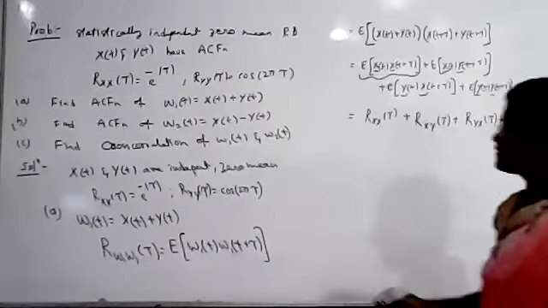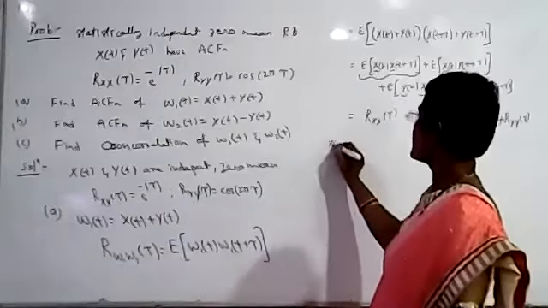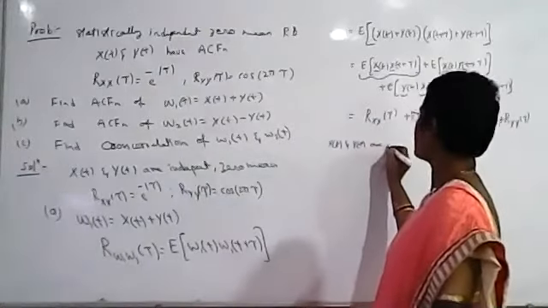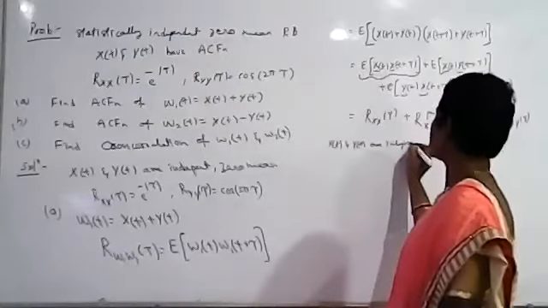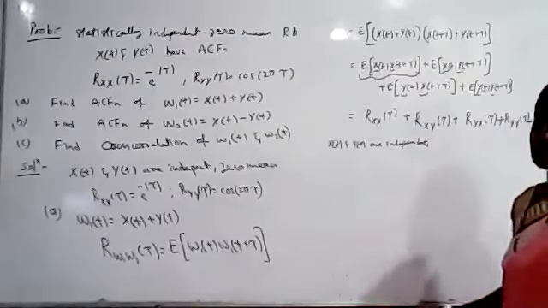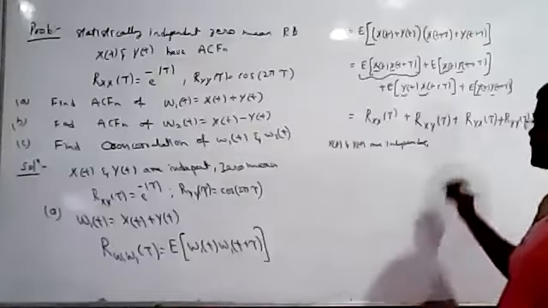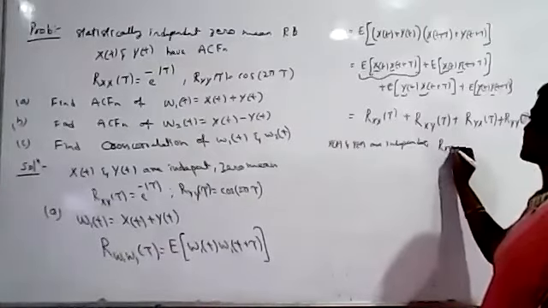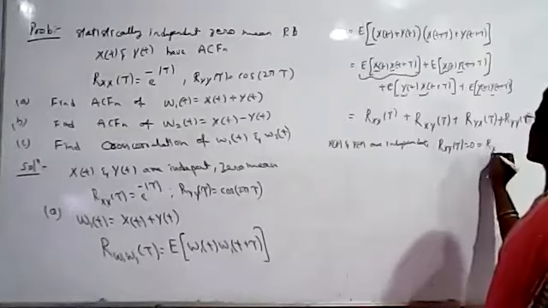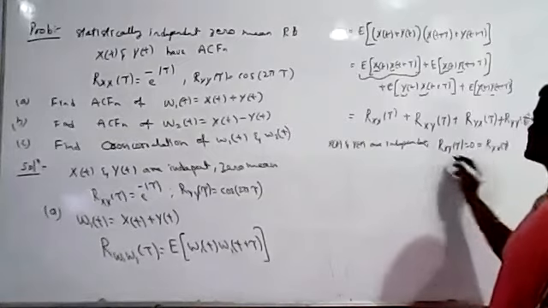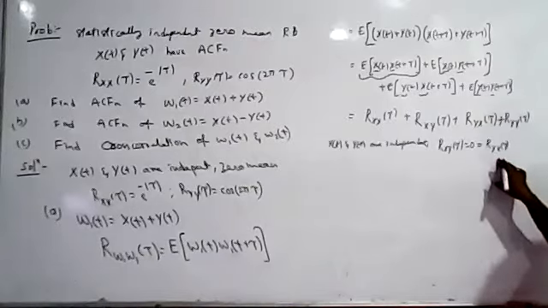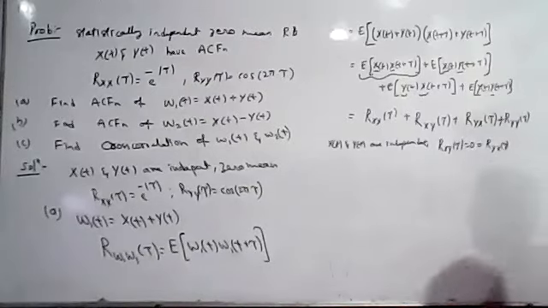And what is given in the statement? It is given that x of t and y of t are independent. So from the properties of cross correlation, we know that if two random processes are statistically independent, their cross correlation will be zero. So what is the cross correlation here? Rxy of tau is equal to 0, and it is also equal to Ryx of tau.